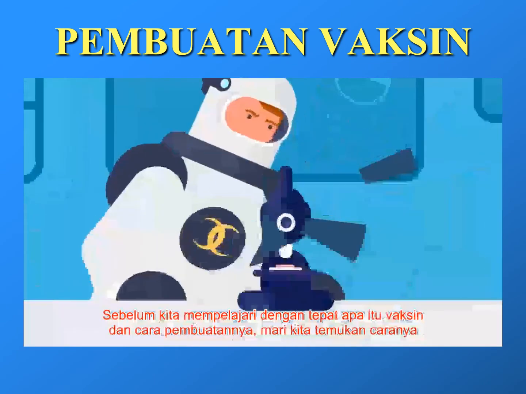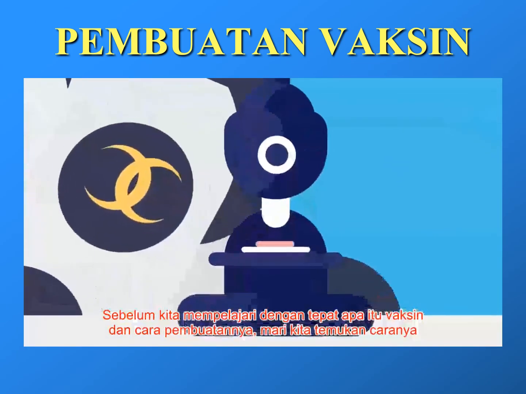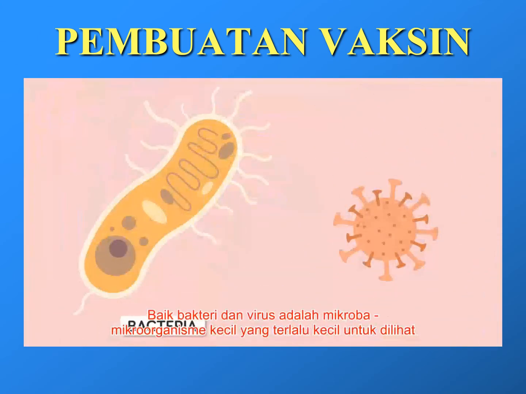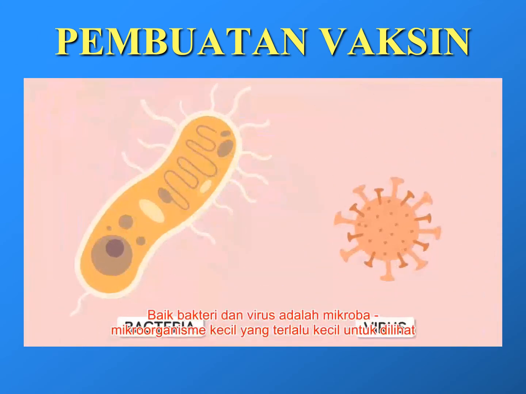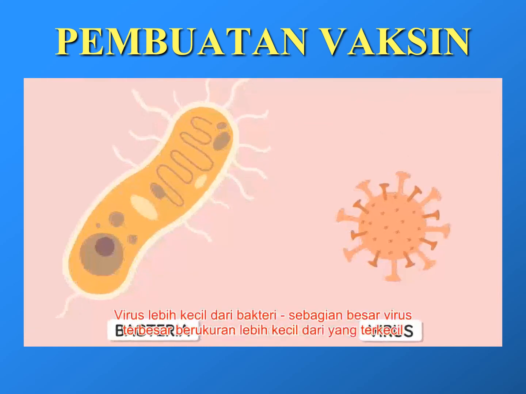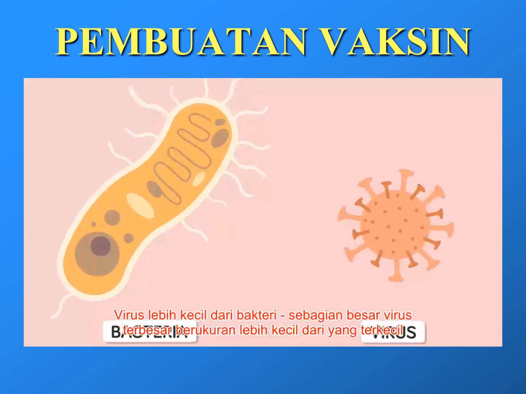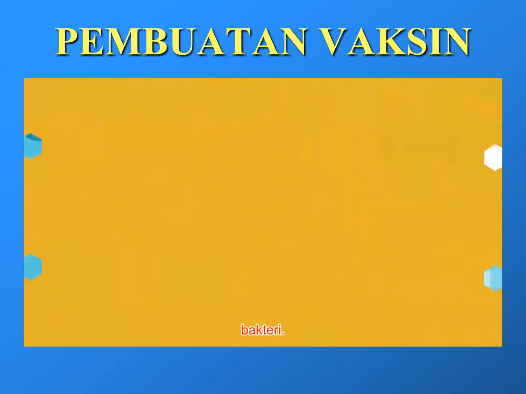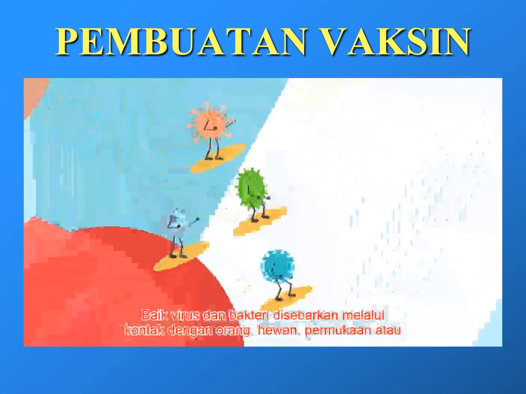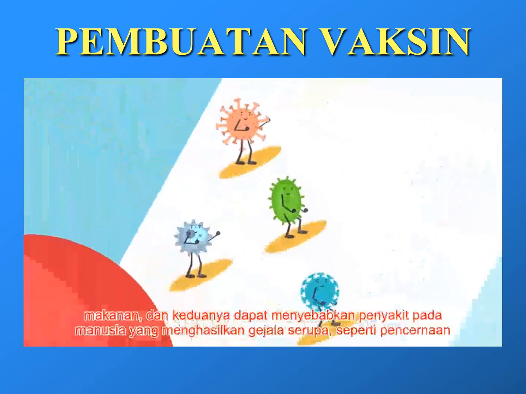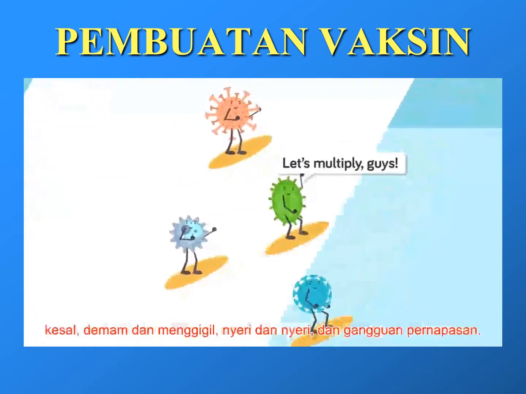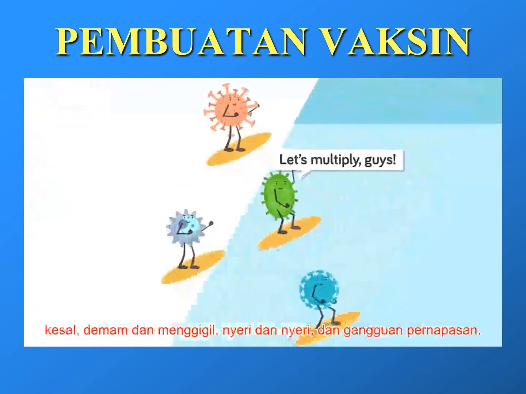Before we learn exactly what a vaccine is and how they're made, let's discover how bacteria and viruses can make us sick in the first place. Both bacteria and viruses are microbes, tiny microorganisms that are too small to see with the naked eye. Viruses are smaller than bacteria. Most of the largest viruses are smaller than the tiniest bacteria. Both viruses and bacteria are spread by contact with infected people, animals, surfaces, or food, and both can cause diseases in humans that produce similar symptoms, like digestive upset, fever and chills, aches and pains, and respiratory distress.